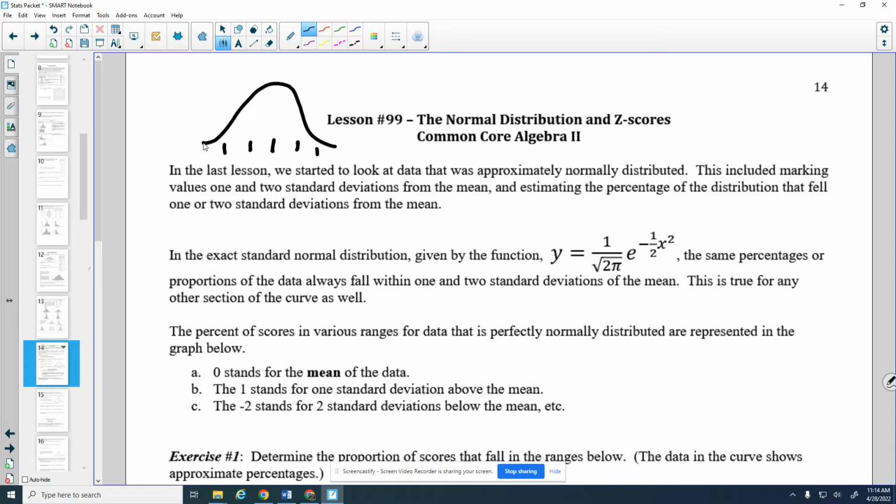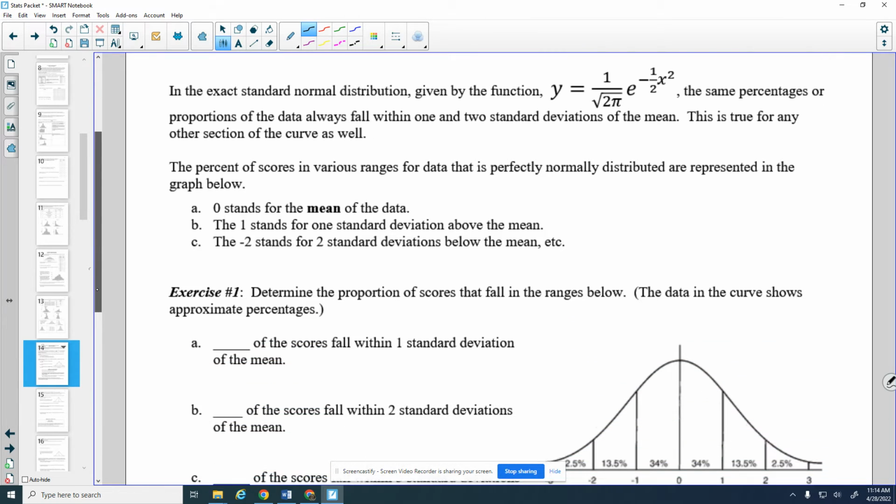In the exact perfect standard normal distribution given by this function, and we won't spend a lot of time on it, but it's interesting because we see a lot of things from the course. We see e in this function, we see pi, which is kind of interesting. We see a quadratic. The same percentages or proportions of the data always fall within 1 and 2 standard deviations of the mean. This is true for any other section of the curve too. We're going to see that down the page a little bit.